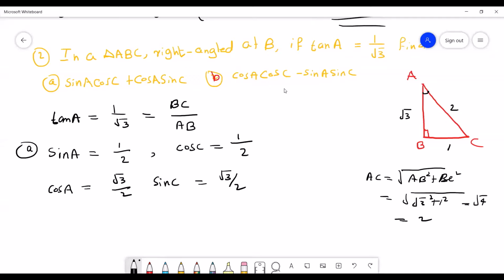Now we have to find out the value of sin A cos C plus cos A sin C. So what is the value of sin A? It is 1 by 2. And what is the value of cos C? It is also 1 by 2. Then plus cos A, we know it is √3 by 2, and sin C is also √3 by 2.